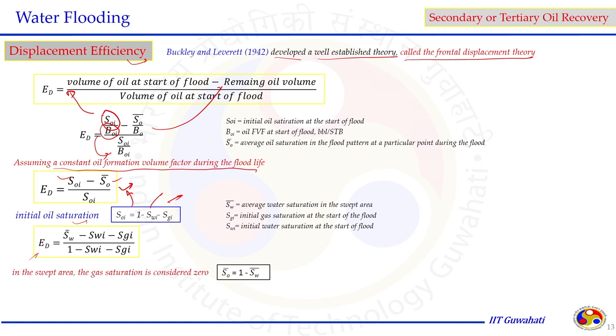If we further assume that in the swept area from where the oil is getting displaced, the gas saturation may be considered 0, then only oil and water are present in the reservoir domain, and the definition of ED will be simplified: the average saturation of the water minus the saturation of the water at the initial condition, and 1 minus SWI in the denominator. So these are all subscripts, WI. Now we have the mathematical definition of ED. If we know the saturation of the water everywhere in the reservoir domain, we can calculate the displacement efficiency of the flooding process.